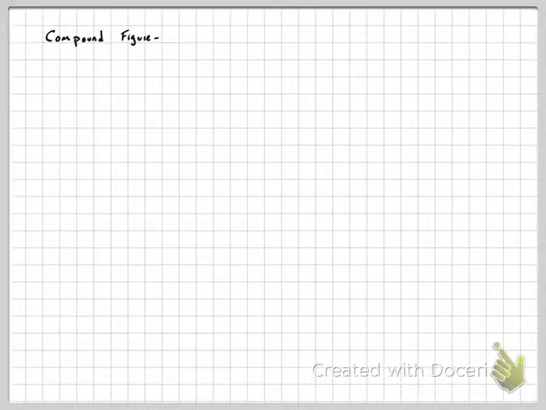Alright guys, what we have up next is the volume of compound figures. So if you remember back when we were doing surface area, we did all the formulas for all the different shapes, and then we started to combine them, right? And so you had to break them up into certain pieces, and then find the area of the individual pieces, and then add them together. Same thing here with volume.